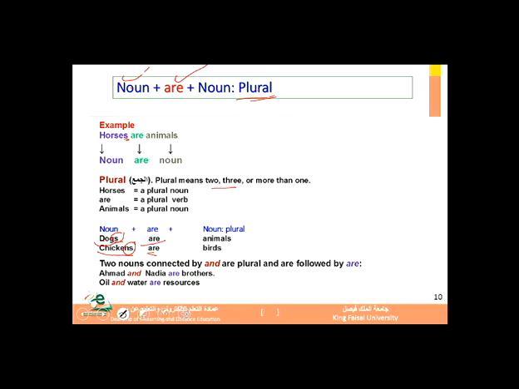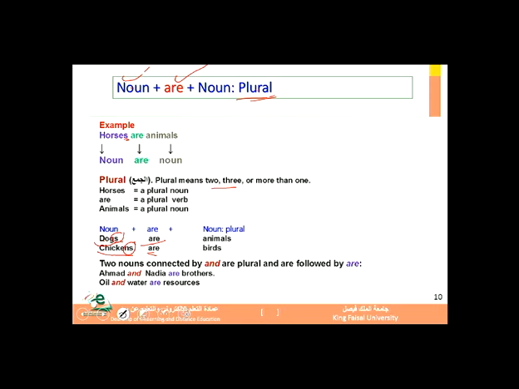Now, sometimes the noun that we have is a combination of two singular nouns. In this case, if you have 1 plus 1, they will make 2. In other words, if you have a singular noun conjoined, attached to another singular noun, together they make a plural noun. So this is what we want to say. Two nouns connected by and are plural, and are followed by the form are.